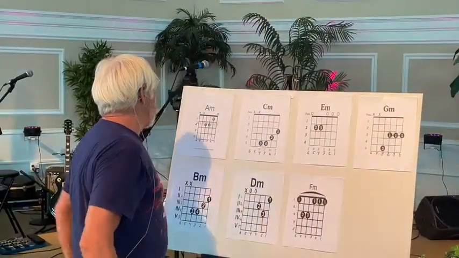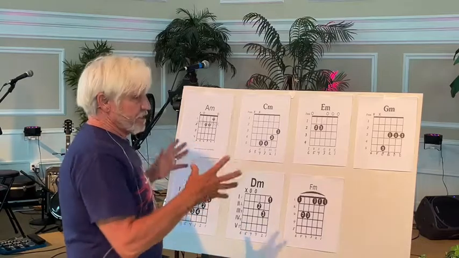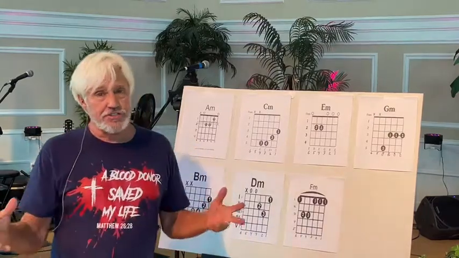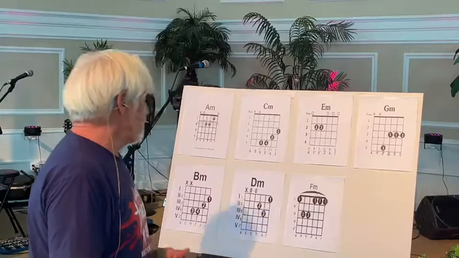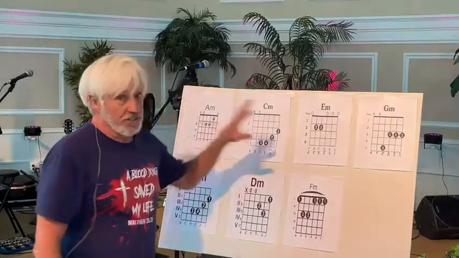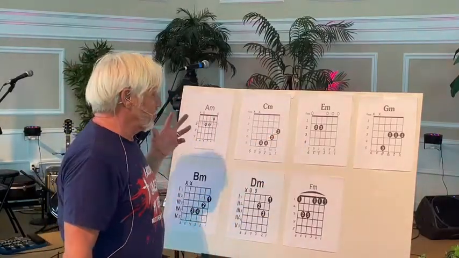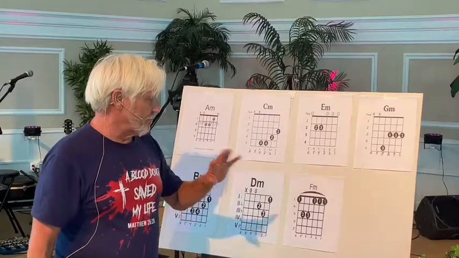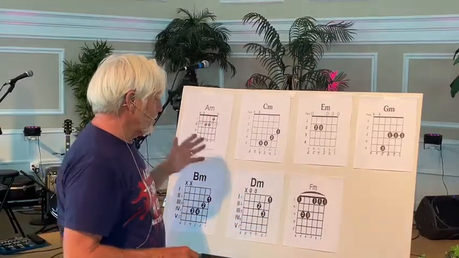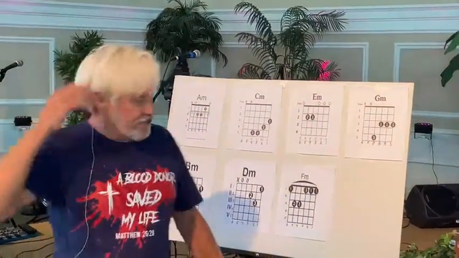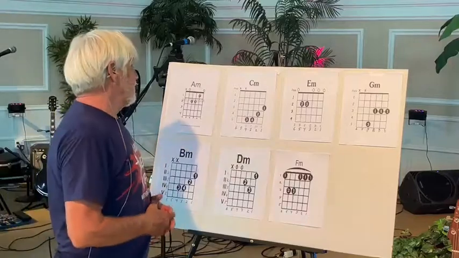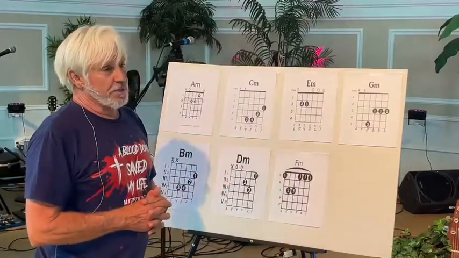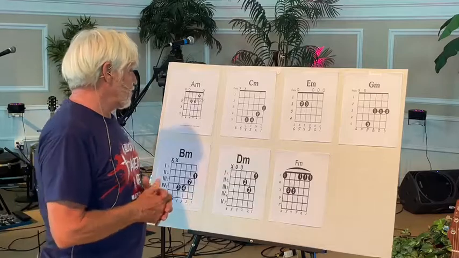Please, please practice these. You've got to know the minors too. You can't just know majors. Although you can play hundreds of songs using majors, you really want to be able to venture out. Some of the great venture outs are your F minor and your F sharp minor. You just move the bar up one and you've got F sharp minor. And the F sharp minor is just so awesome when you're playing a lot of songs.